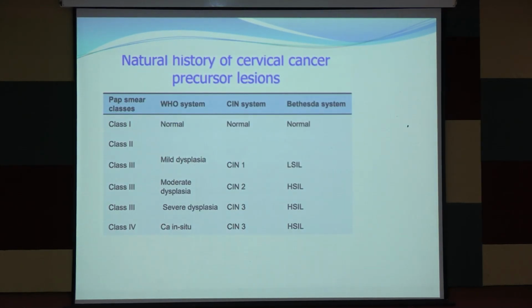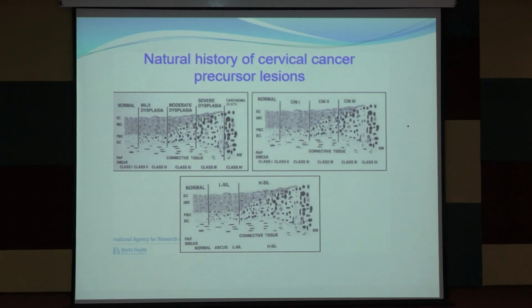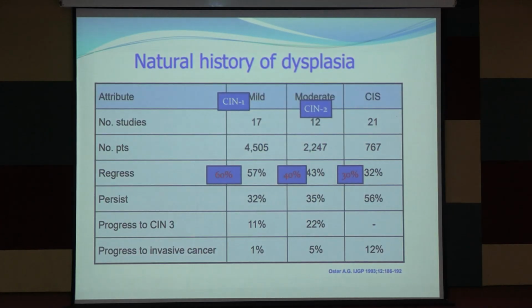CIN3, what percent progresses to cancer? 50%. And actually 50% is for carcinoma in situ. Okay. CIN3, it's almost like 10 to 12%. CIN1, it's 1 or less than 1%. Okay. It has been wrongly written CIS here. It should be CIN3. CIS is just slightly more aggressive. It is 50%. Whereas it regresses in this ratio. Okay.